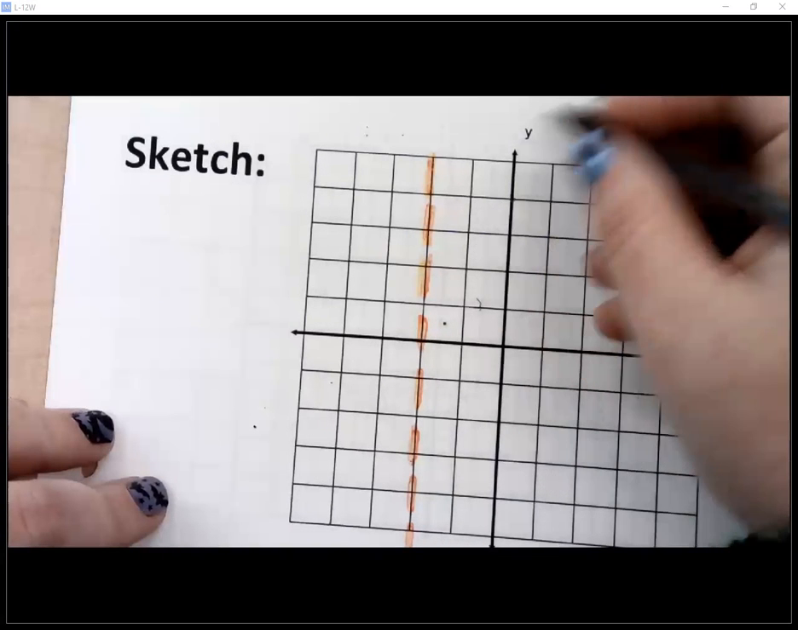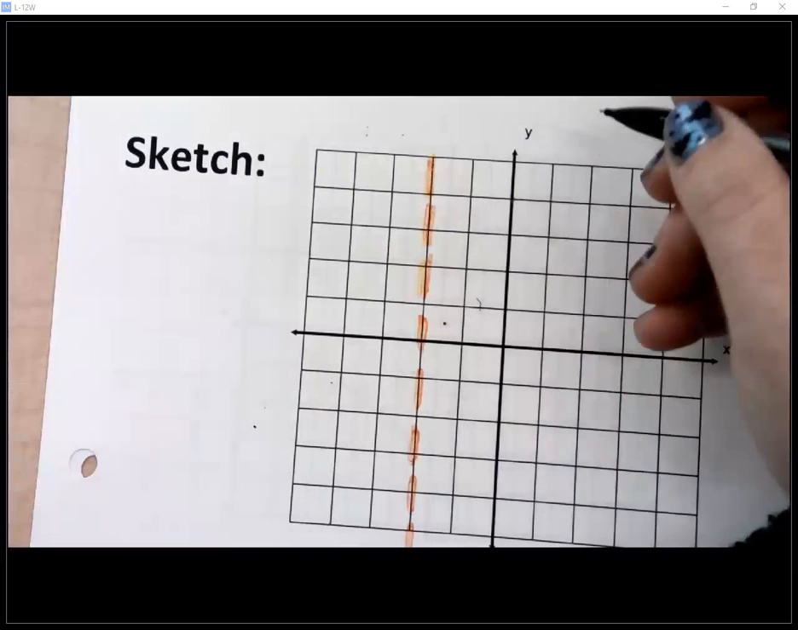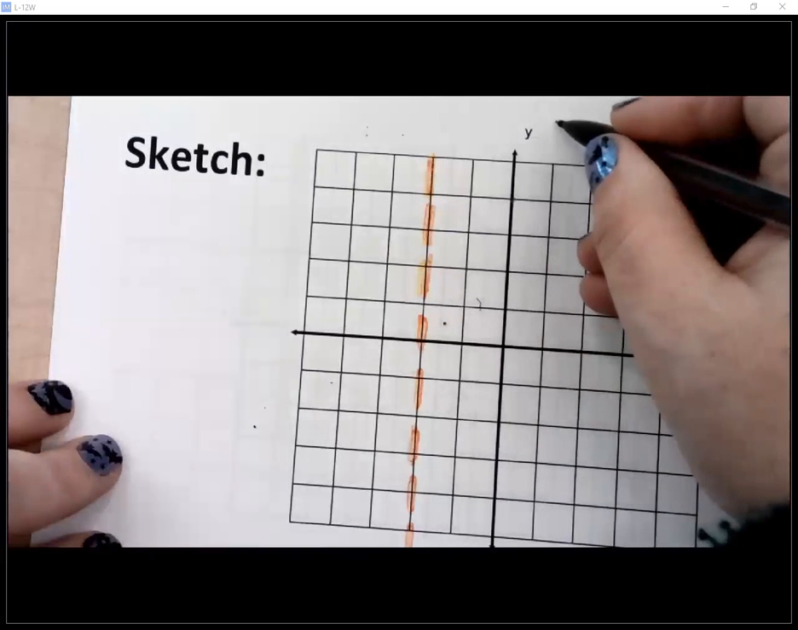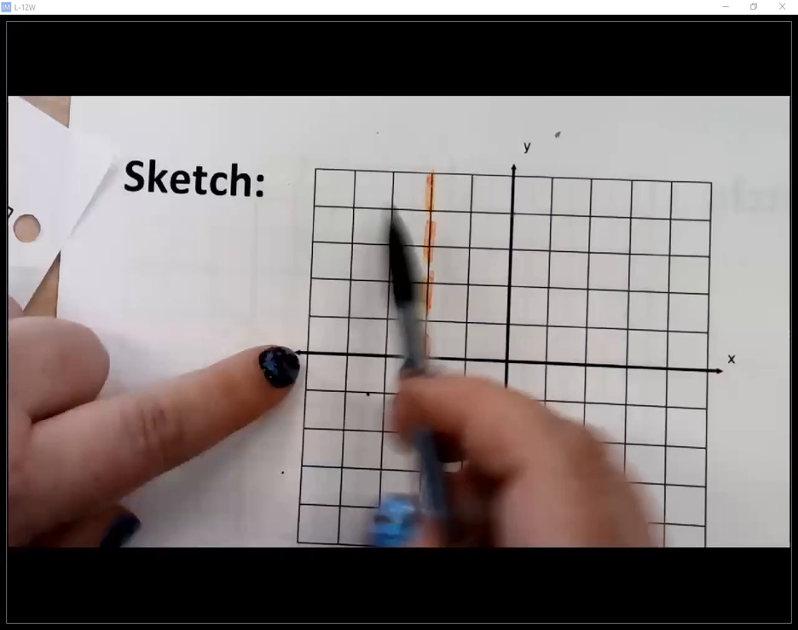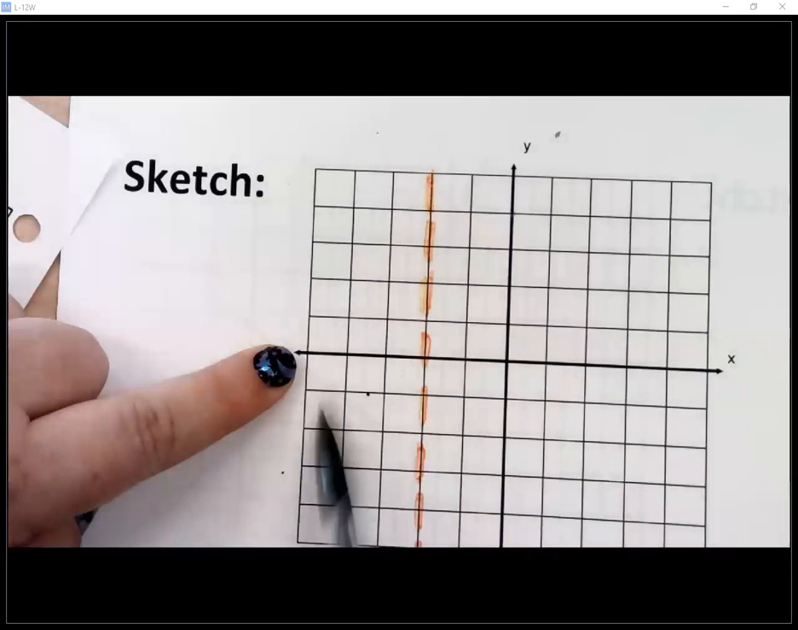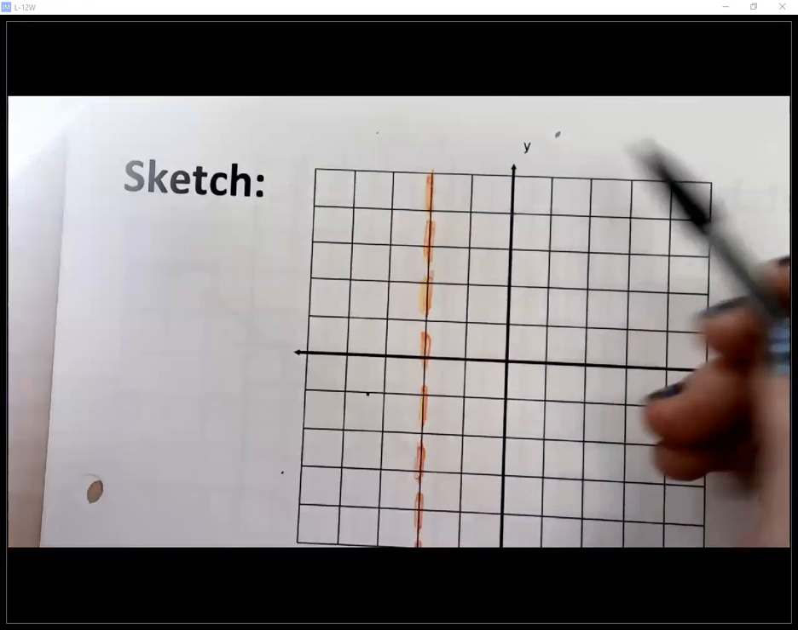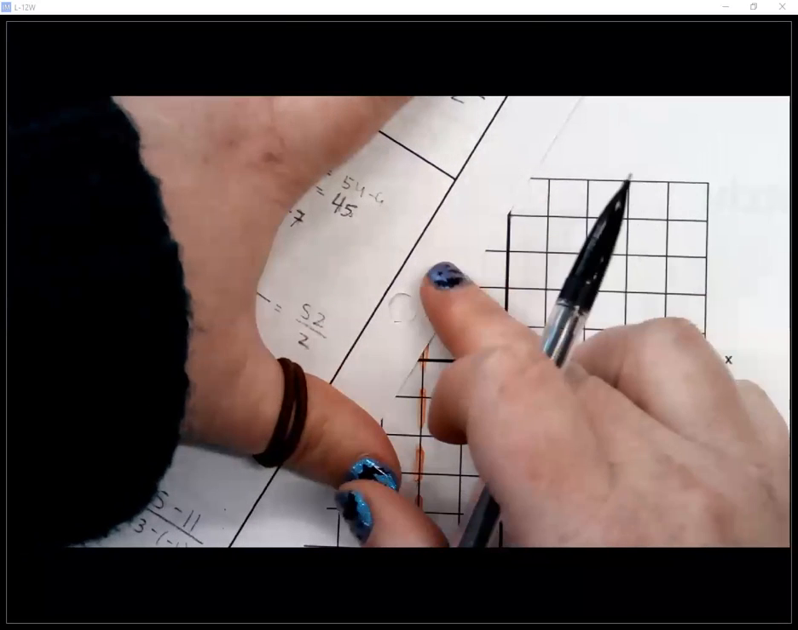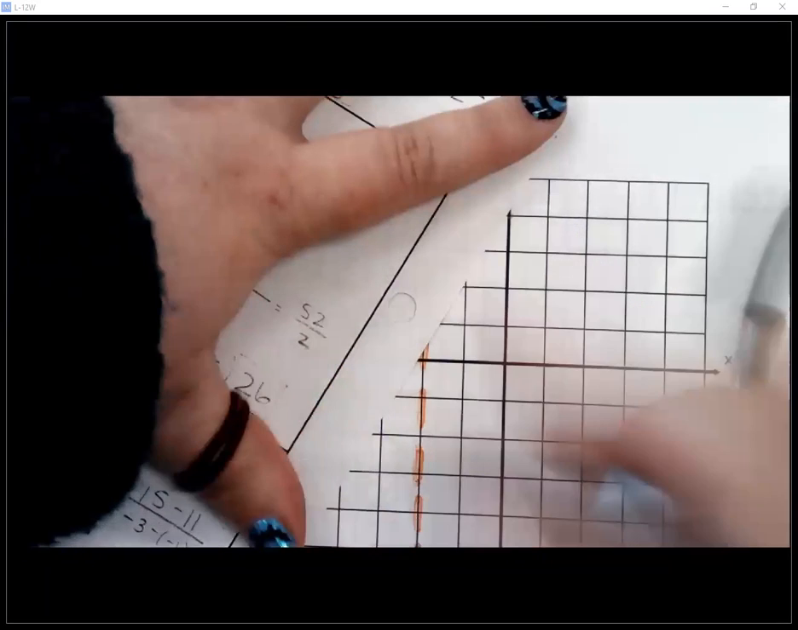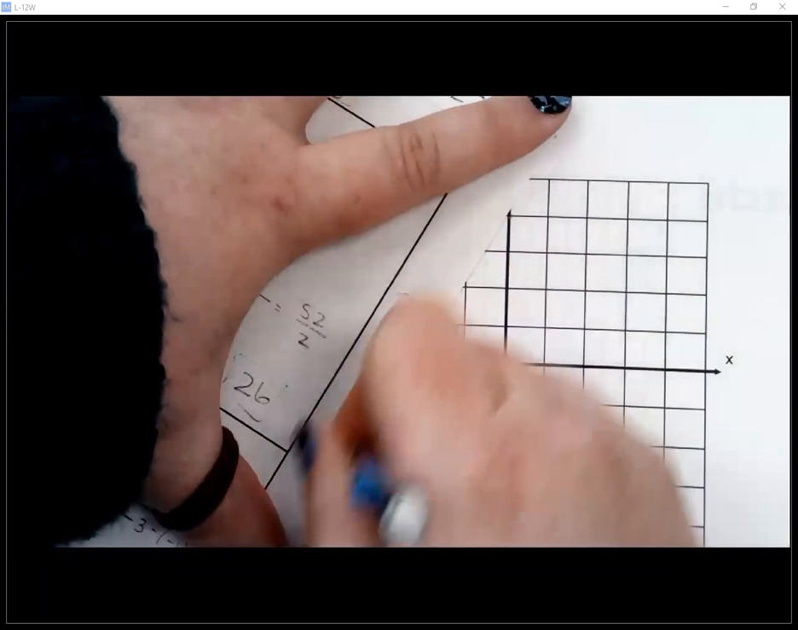So what I could do is I could sort of just sketch out where that line would be. But remember, it only exists over here. So I'm not going to draw it over here, but I could line up my lines if I wanted, and then only draw it from here back. That's one option.